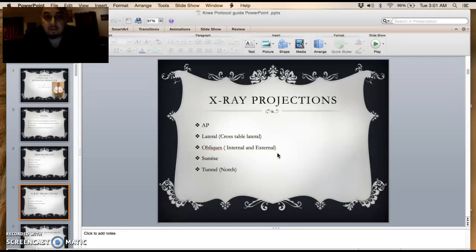Sunrise view is focused on the patella, and this is usually done if there's a known fracture of the patella or if there's any suspicion of a fracture. And then we have a tunnel or a notch view, done to see the space between the knees.